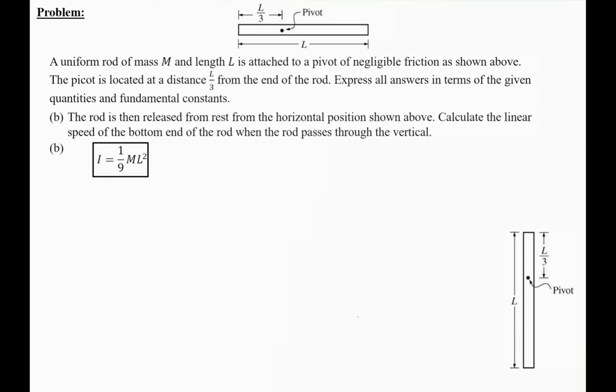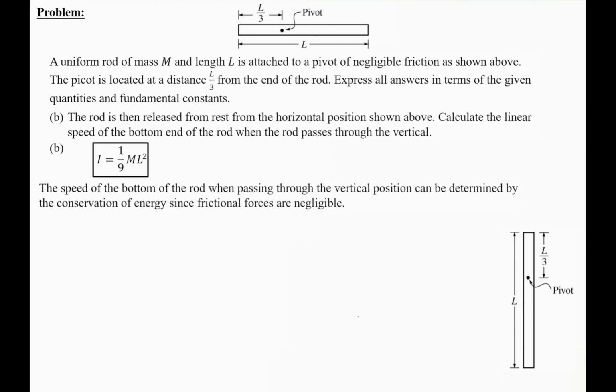In part B, they're saying the rod is then released from rest from the horizontal position shown above. Calculate the linear speed of the bottom end of the rod when the rod passes through the vertical. As we know, because we haven't yet investigated unit 6, which is simple harmonic motion, this can be determined using conservation of energy. The speed of the bottom of the rod when passing through the vertical position can be determined by the conservation of energy, since frictional forces are negligible as stated here.